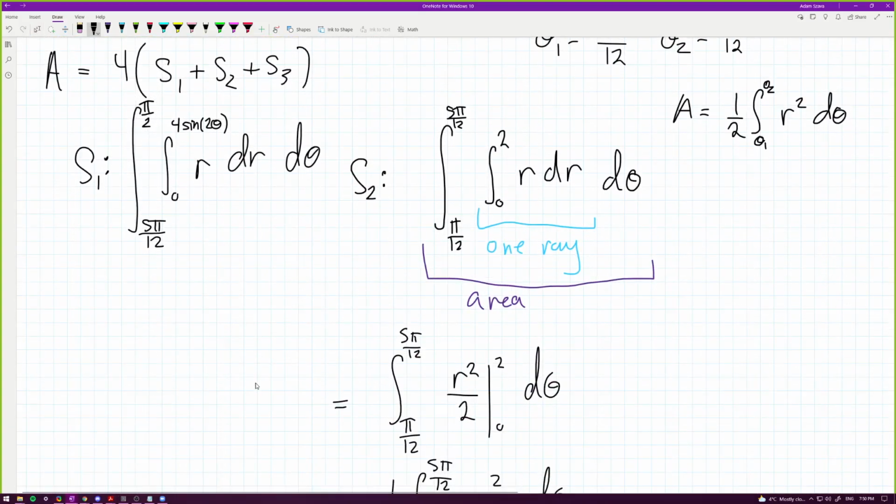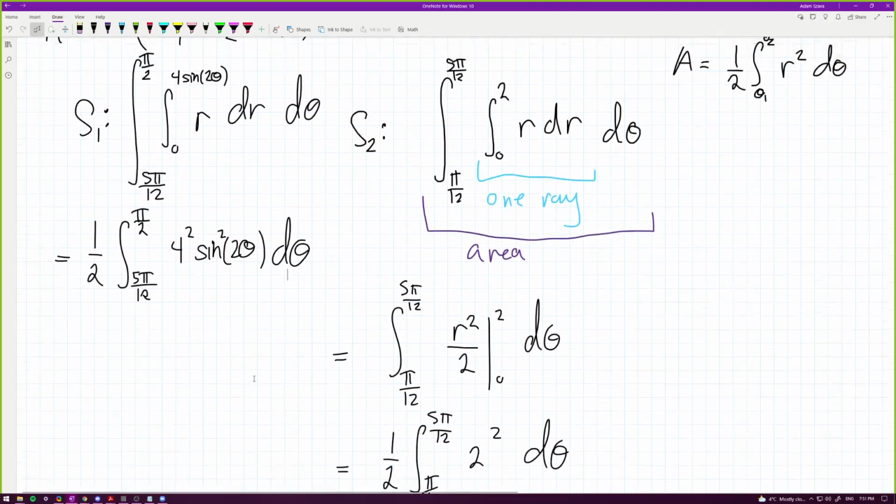But again, this just turns into 1/2 integral from 5 pi over 12 to pi over 2 of r squared, but r squared is going to be 4 squared sine squared 2 theta d theta.